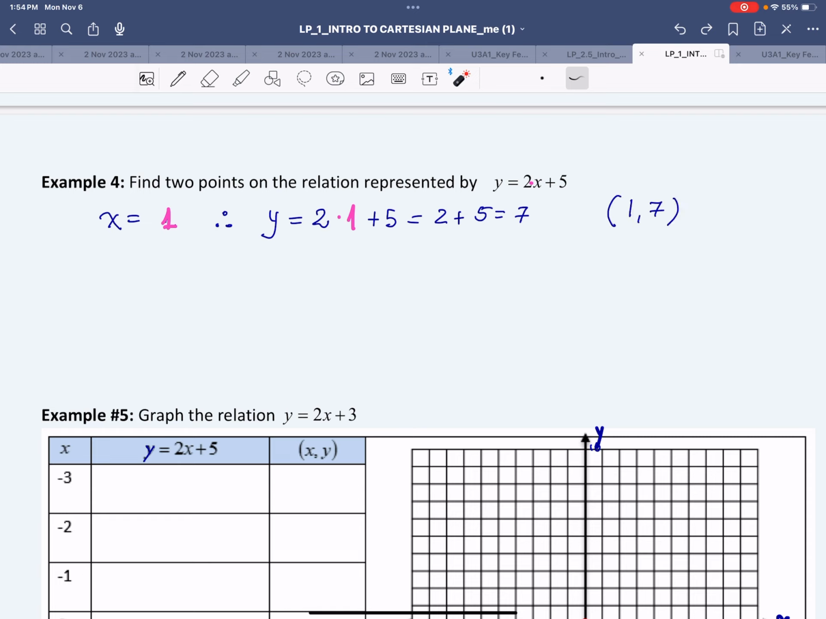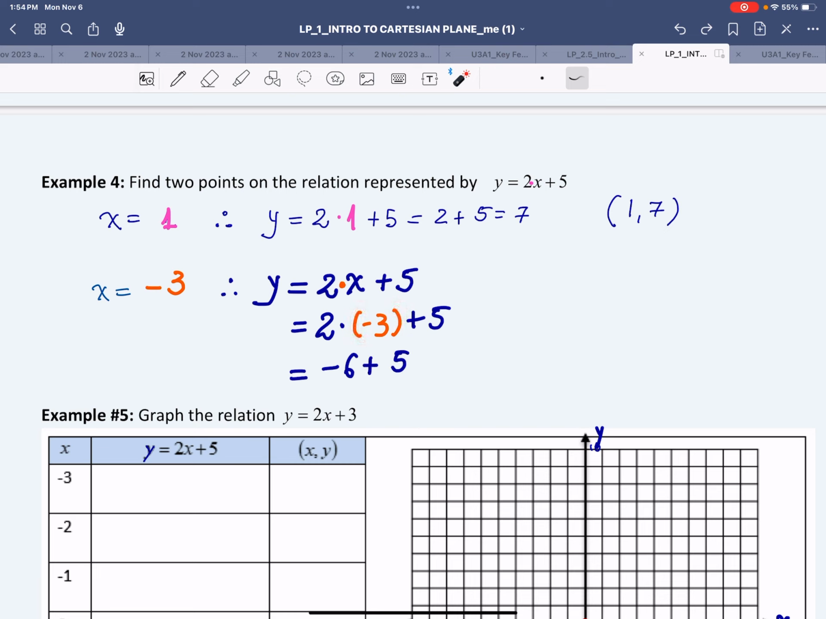Therefore, the point with x equals 1 and y equals 7 will be part of this relation. If we select x equals negative 3, then the y value will be 2 times x plus 5, or 2 times negative 3 plus 5, which is negative 6 plus 5, or negative 1. Therefore, negative 3, negative 1 will be a point on this relation.